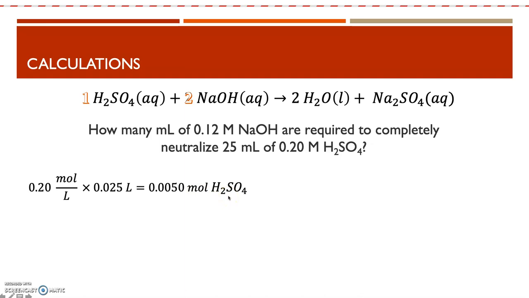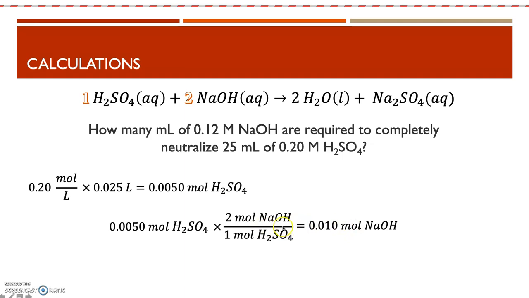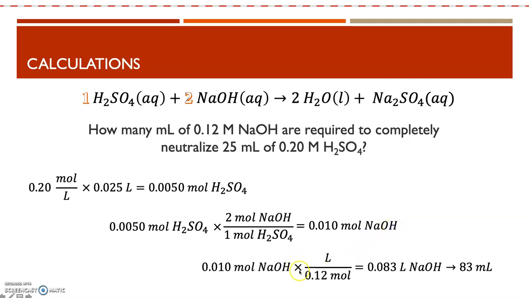Now that I'm in moles, I'm into that center part of my mole island diagram so that I can use the conversion factor from the balanced chemical equation from moles to moles, so 2 sodium hydroxide for every 1 sulfuric acid. That's going to give me how many moles of sodium hydroxide I need. And then I can use that molarity again to get to volume of sodium hydroxide. So that gives me volume of sodium hydroxide required to neutralize all of my sulfuric acid.